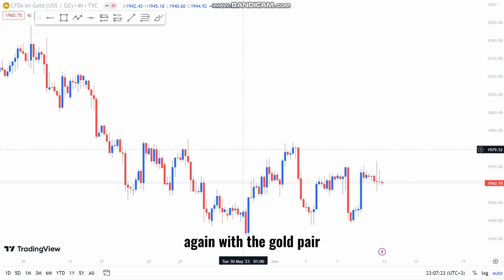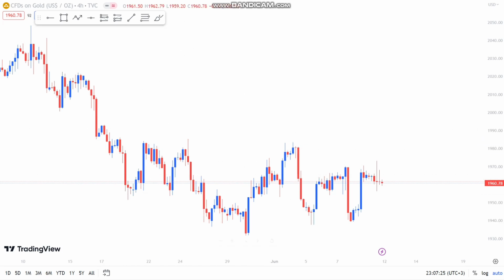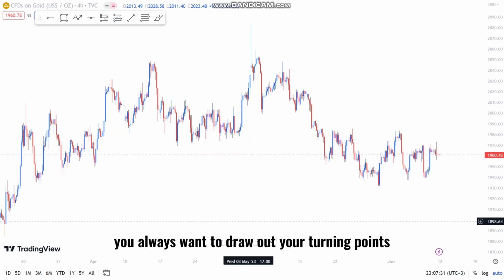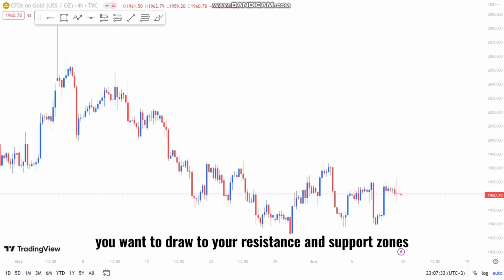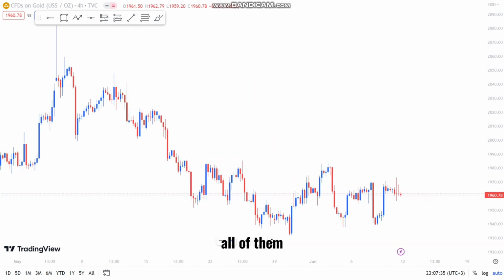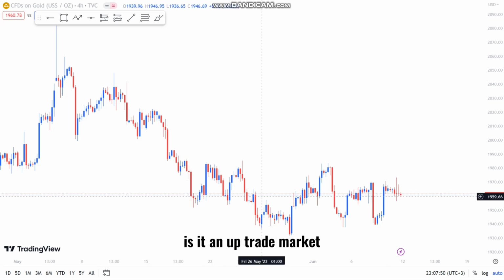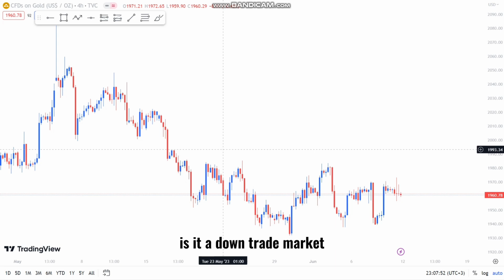Again, with the gold pair, price is giving us more of a ranging market. First things first, you always want to draw out your turning points. You want to draw out your resistance and support zones, all of them, and then you try as much as you can to predict where price is going next, traders. So now this is our gold pair. Whenever you're marking out, you need to know the market structure that you are dealing with. Is it an uptrend market? Is it a downtrend market?